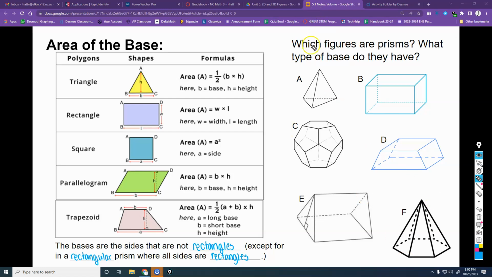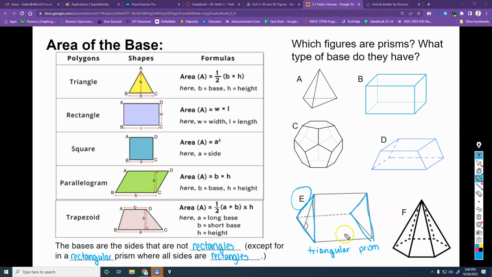So for example, one that is often difficult to think of as a prism is E right here. E is a triangular prism. And you can see you've got these two parallel triangles here that are connected by rectangles. Okay, so there are rectangles in this shape, but they are what we call the lateral sides. They are not the bases for this. So E would be a prism.